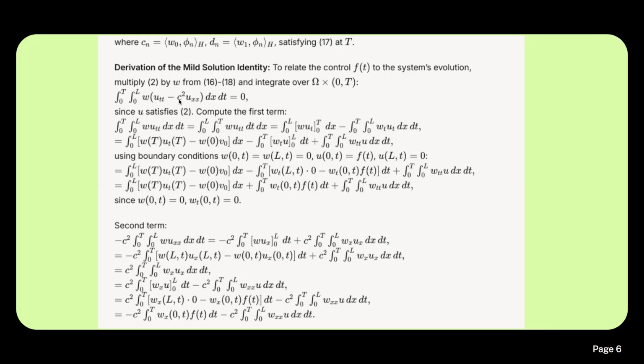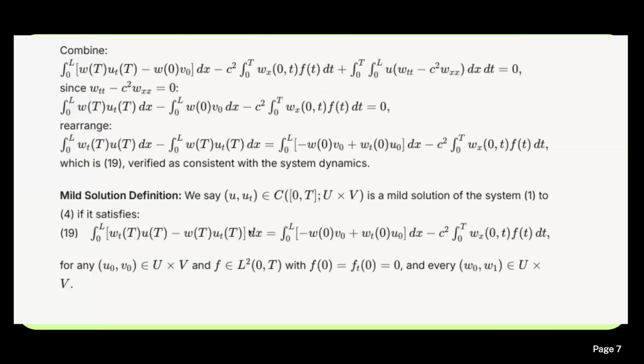UTTC C square US is 2. Okay, we multiply 2 by the W from 16 to 18. Then we integrate over omega and t, and with this calculating, we will get 19. We get this 19.